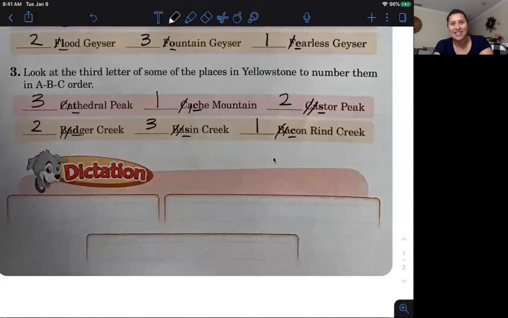Are you ready for dictation? Your favorite part. I knew it. All right, these are going to be some compound words, but you're going to write them separate, okay? So you'll write one word here, one word here, one word here, one word here, okay? Here we go. Paper clip.